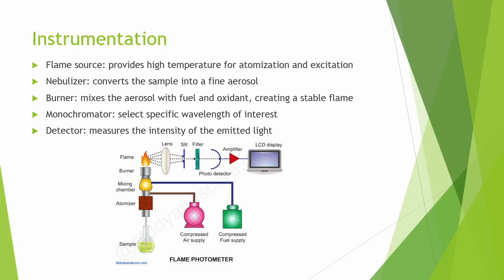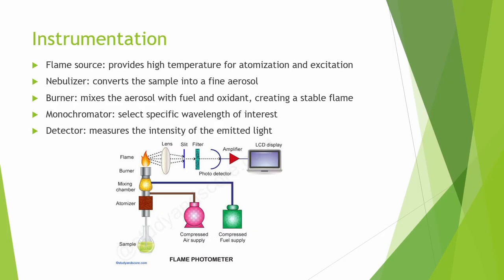Moving on to the instrumentation, we have several critical components. The flame source provides the high temperature needed for atomization and excitation, and the nebulizer converts a sample into a fine aerosol, which is then mixed with the fuel and oxygen in the burner, creating a stable flame, and the monochromator selects a specific wavelength of interest, and the detector measures the intensity of the emitted light.